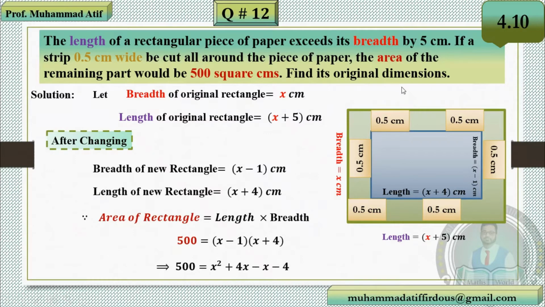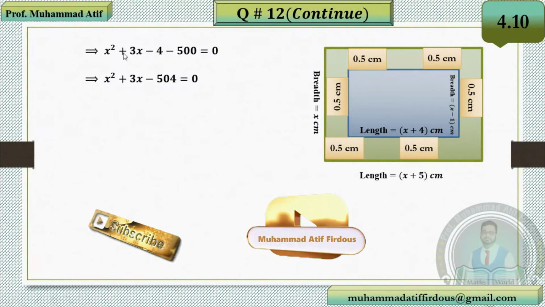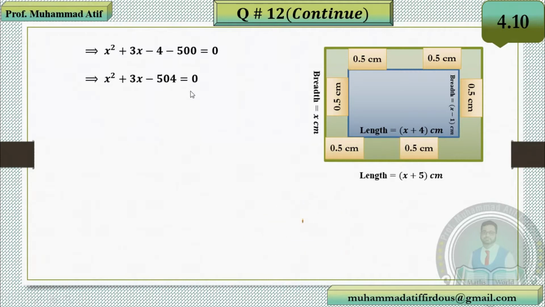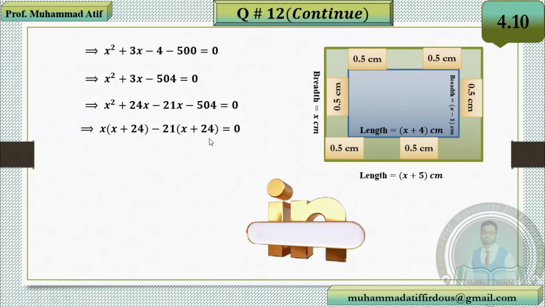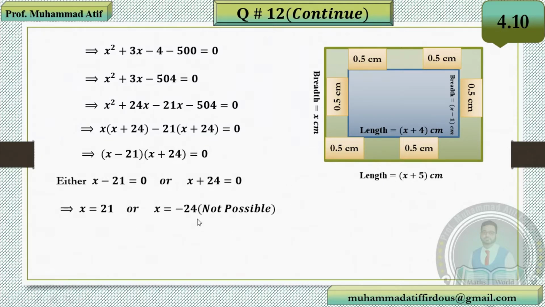You have to find its original dimensions, meaning length and width. So multiplying the right hand side, x minus 1 into x plus 4, and simplifying, we have x square plus 3x minus 504. You can factor this or you can use the quadratic formula. By factorization or middle term break, we have 24 and 21, or just taking x common from the first two terms and negative 21 from the last two terms. So we have two values of x. One is 21 and the second is negative 24.